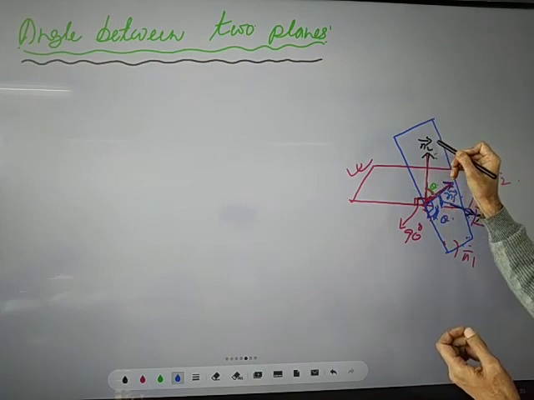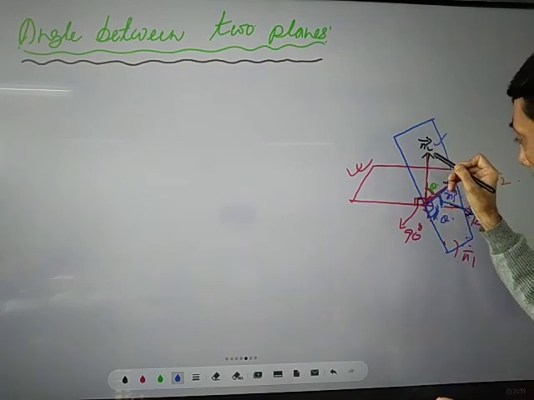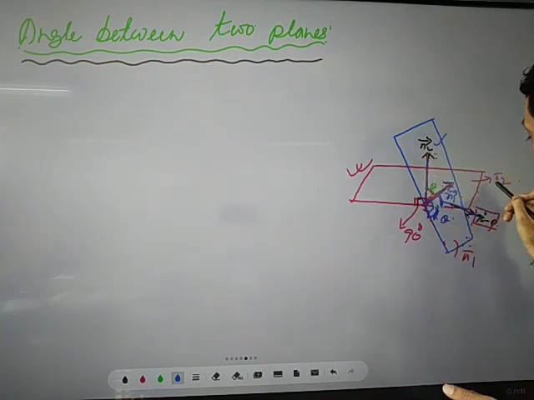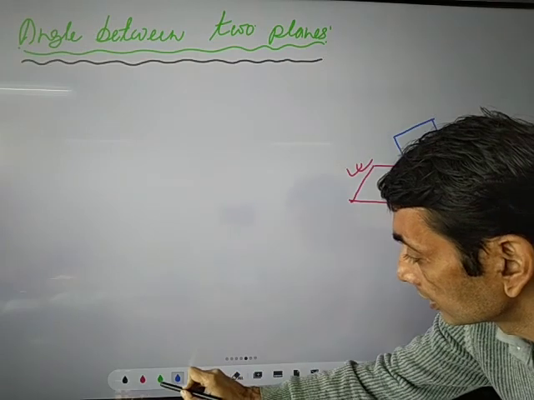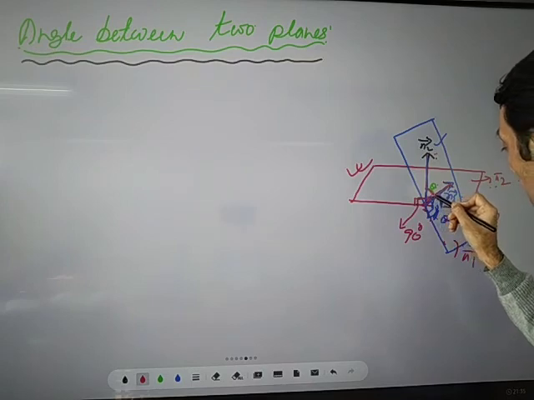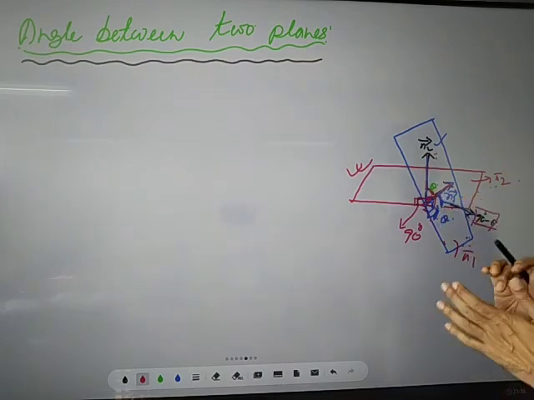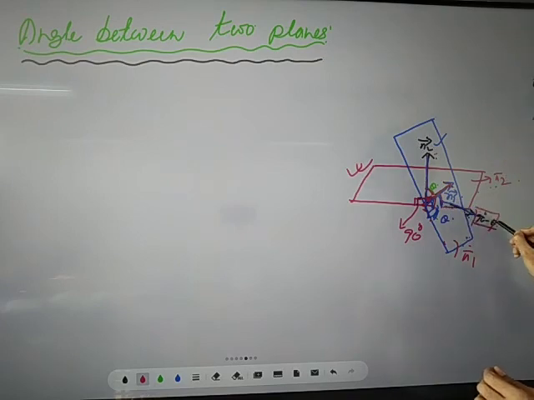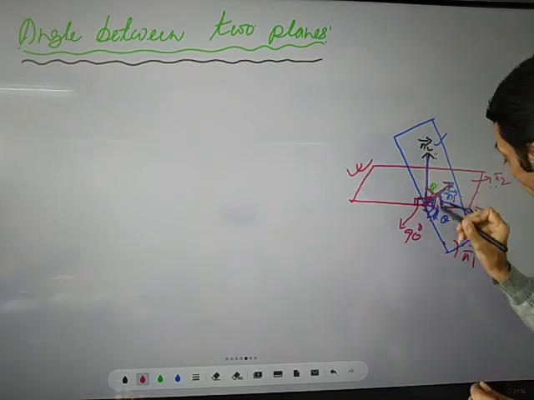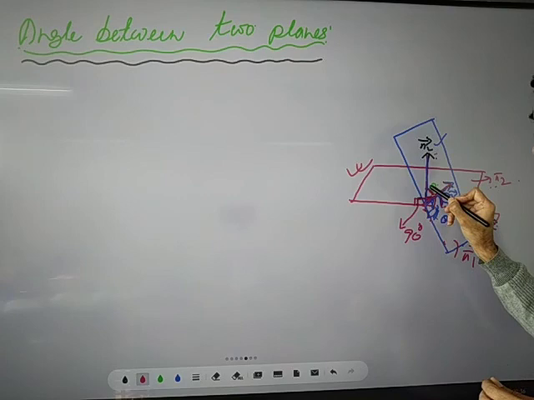What is the n2 vector? This vector is perpendicular to pi 2. That means this angle is 90 degrees. Now you already got this angle as 90 minus theta, so this angle plus this angle has to be 90 degrees. Therefore this angle has to be theta.